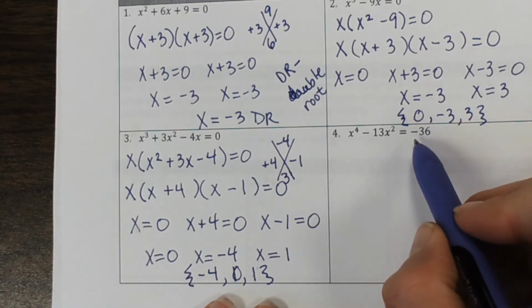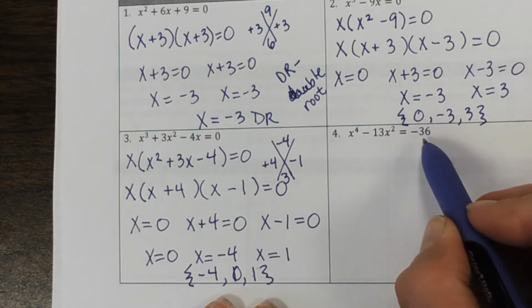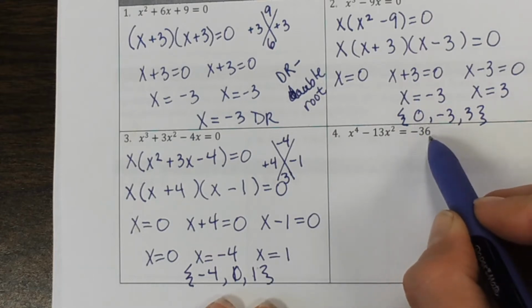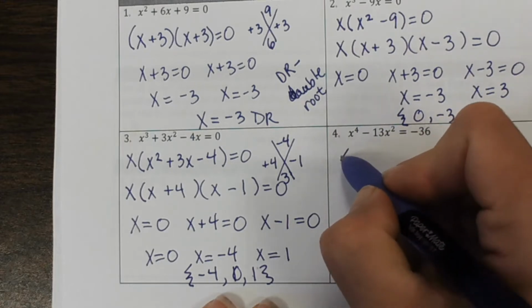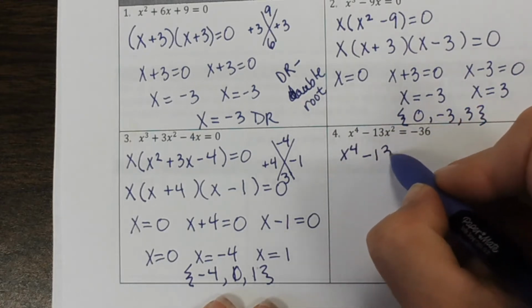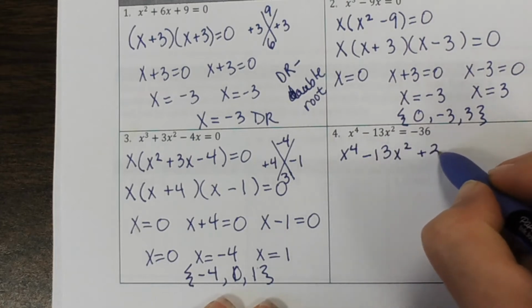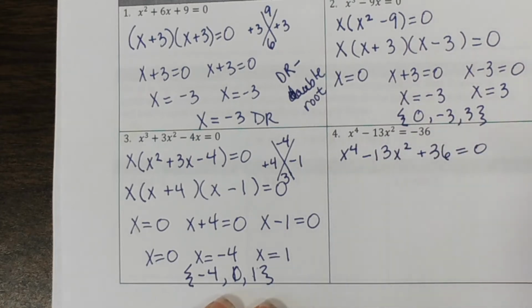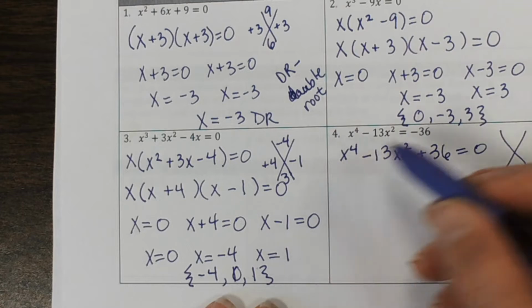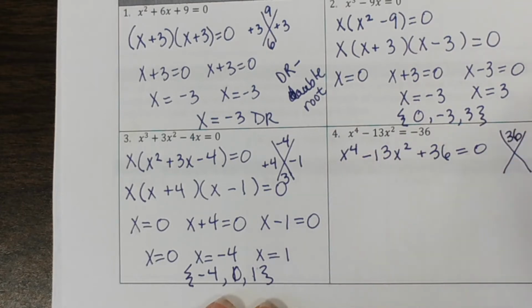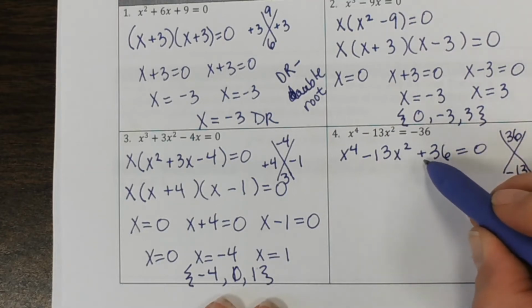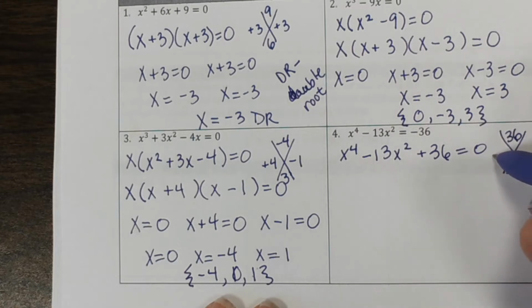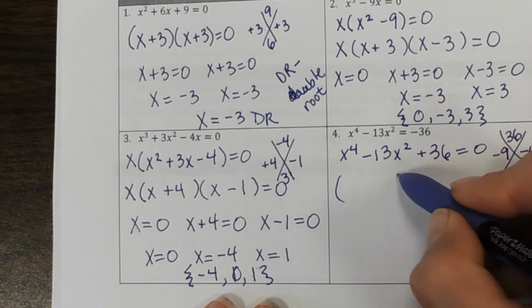All right, looking at our next one, we see that we're not set equal to 0, so the first thing I need to do is move this 36 over. So I'm going to add it to both sides: x to the 4th minus 13x squared plus 36 is equal to 0. So we have a trinomial. We're going to follow that trinomial pattern. There's no coefficient here, so I'm just looking for numbers that multiply to 36 and combine to negative 13. So again, the numbers would be the same, and they're both going to be negative. And I noticed that negative 9 and negative 4 would work. So we split into our binomials.